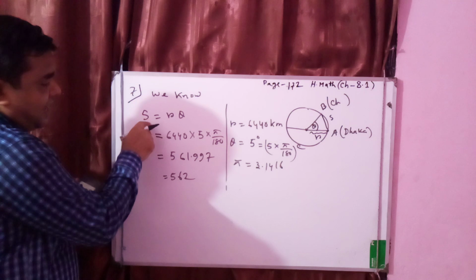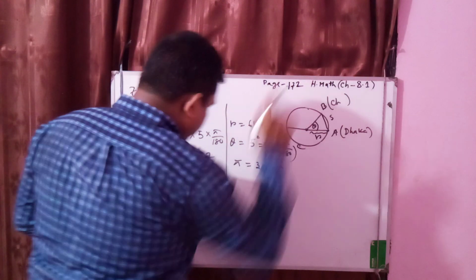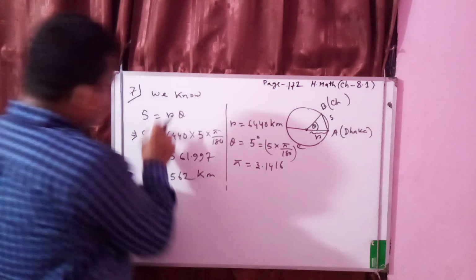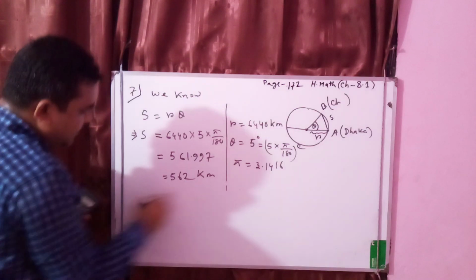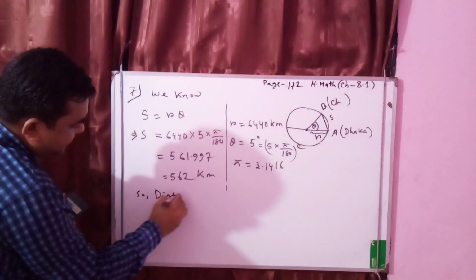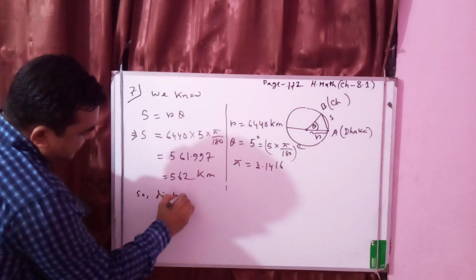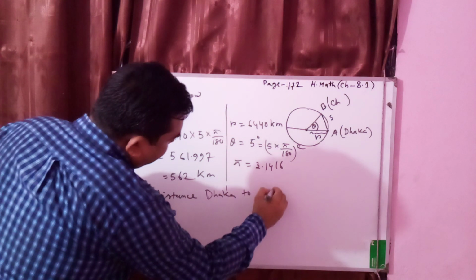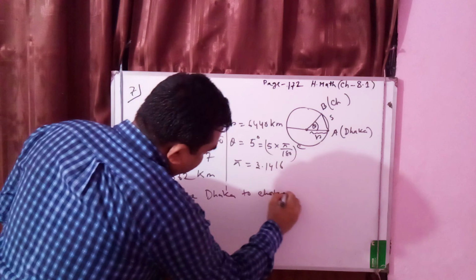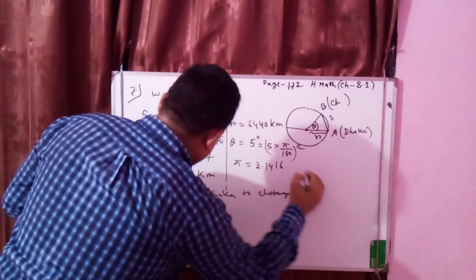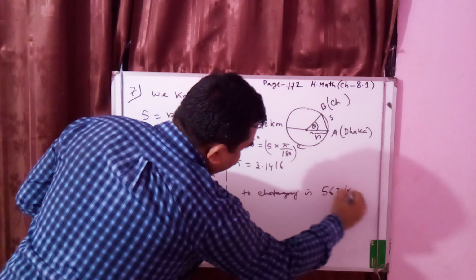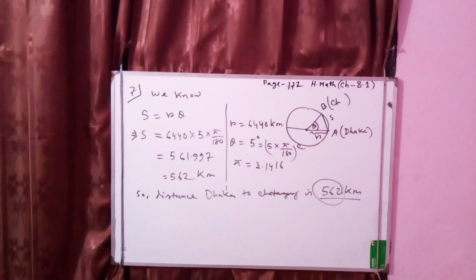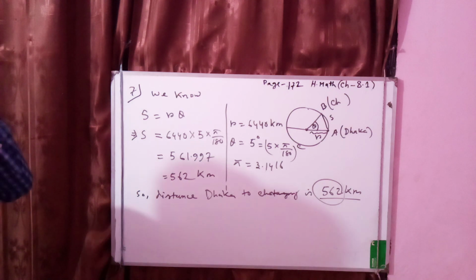What is the unit of arc? That means the distance from Dhaka to Chittagong. So kilometer, since the radius is in kilometer. So we can write arc 562 kilometer. So the distance from Dhaka to Chittagong is 562 kilometer. So this is the correct answer. Okay, it is clear.